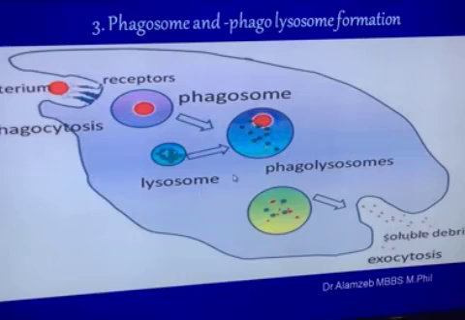This lysosome is digestive enzyme in nature. It attacks the bacteria, digests the bacteria and converts it into soluble debris, and then the cell removes this soluble non-toxic debris from the cell by exocytosis.